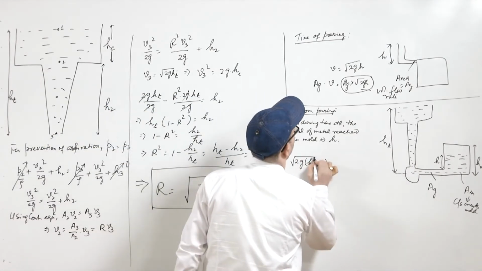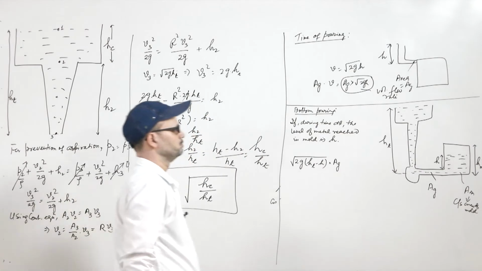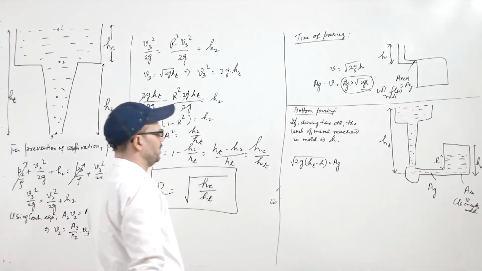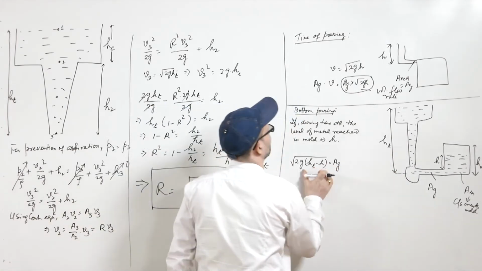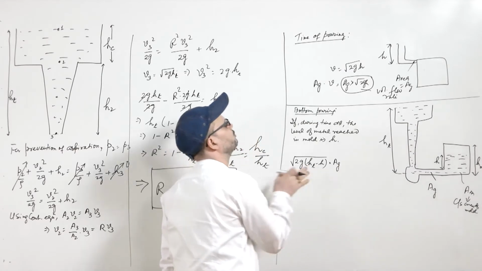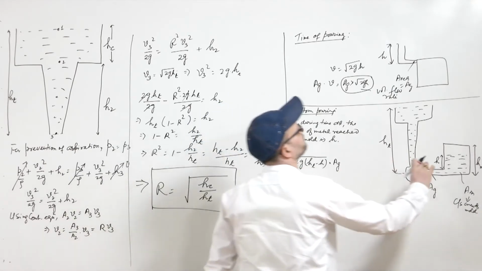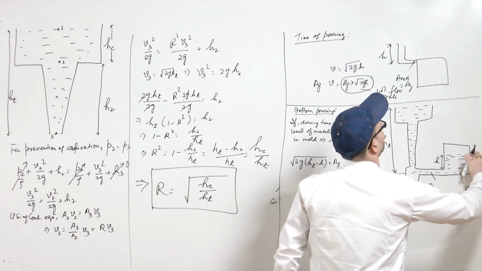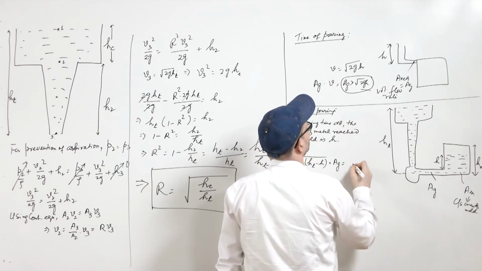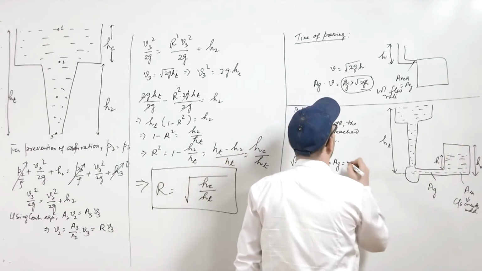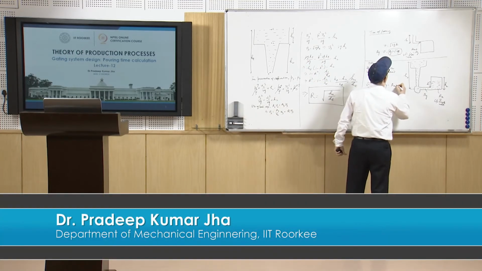Velocity into area of the gate will basically be the volumetric flow rate. This is the area of the gate and this is the velocity at which it is flowing through it. Now, this will be equal to the volume. So, this is the area AM, and that will be AM into the height h.